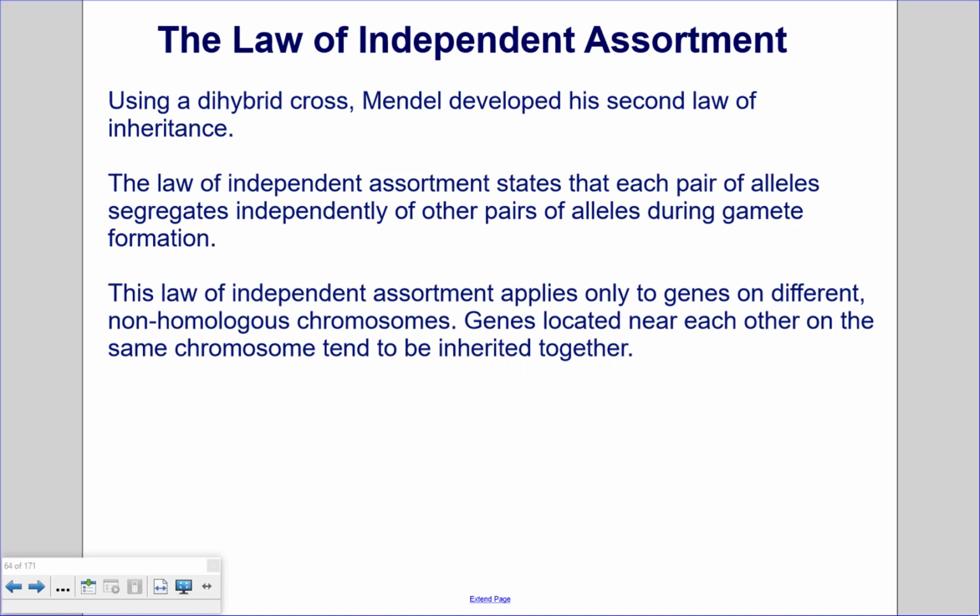The law of independent assortment. Using a dihybrid cross, Mendel developed his second law of inheritance. The law of independent assortment states that each pair of alleles segregates independently from other pairs of alleles during gamete formation. So in the last example, we saw that we could get different combinations of pea pods and pea colors. This law of independent assortment applies only to genes on different, non-homologous chromosomes. Genes located near each other on the same chromosome tend to be inherited together.